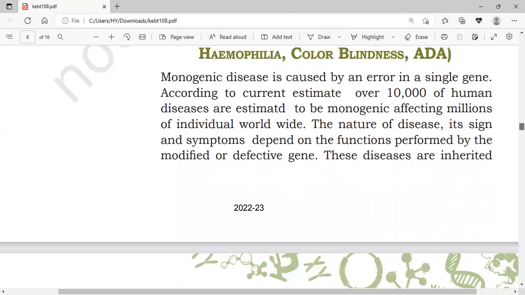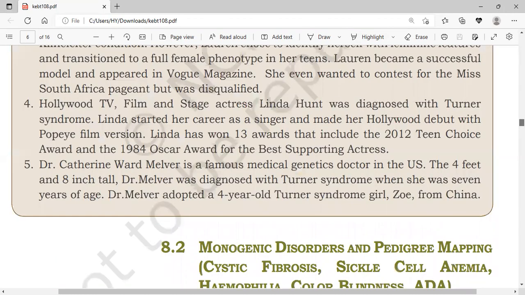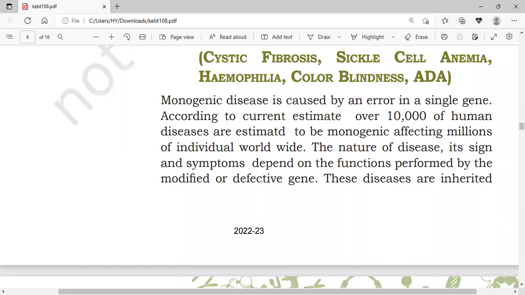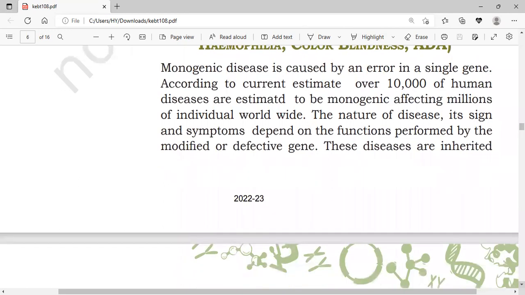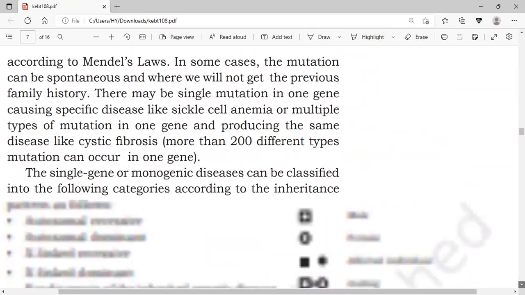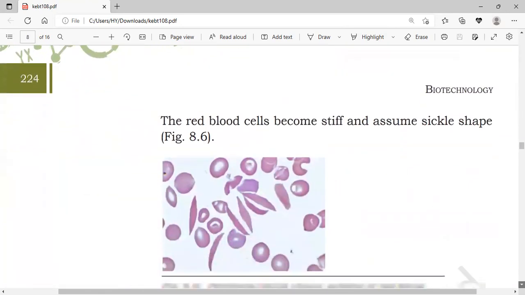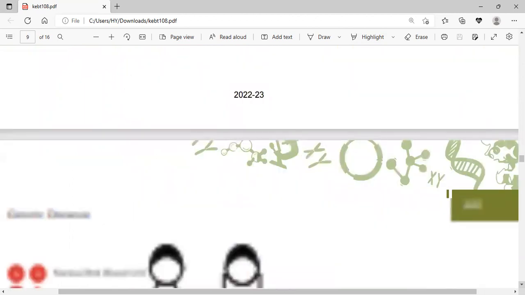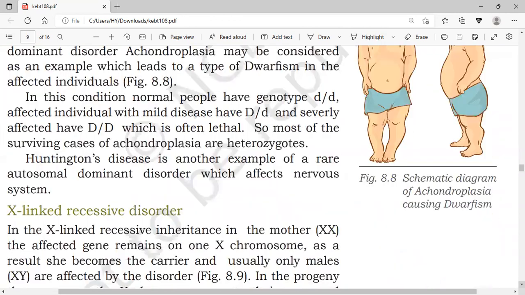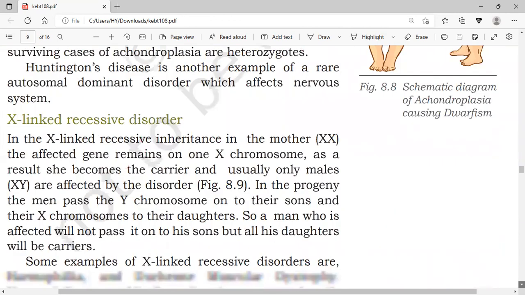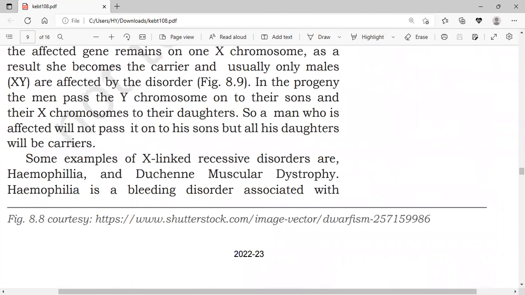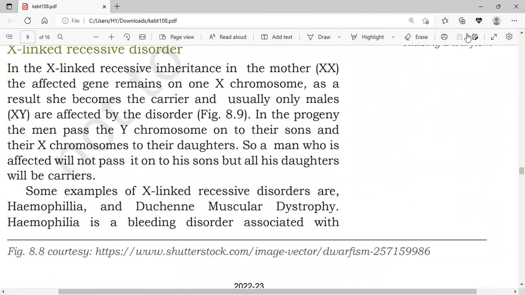Then monogenic disorders, which include sickle cell anemia. We have discussed sickle cell anemia, cystic fibrosis, and hemophilia; color blindness and Duchenne muscular dystrophy are left. So we will be starting with hemophilia and color blindness, X-linked recessive disorders. So today our topic will be X-linked recessive disorders.